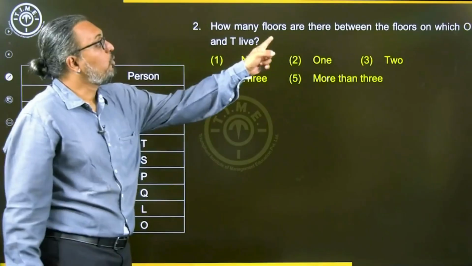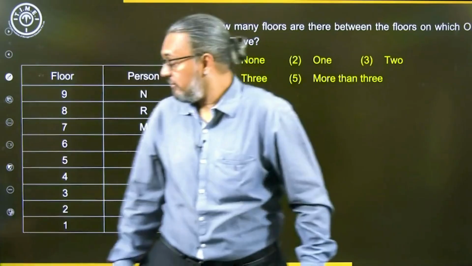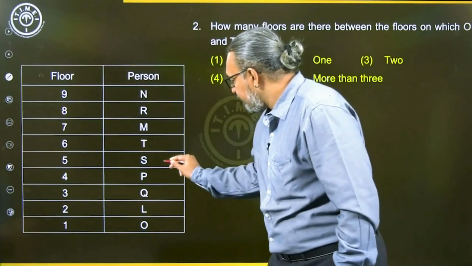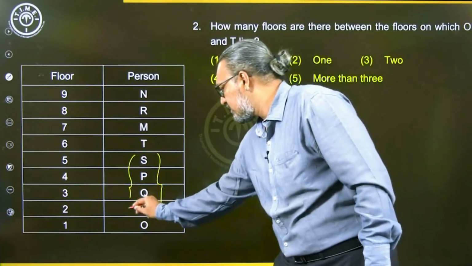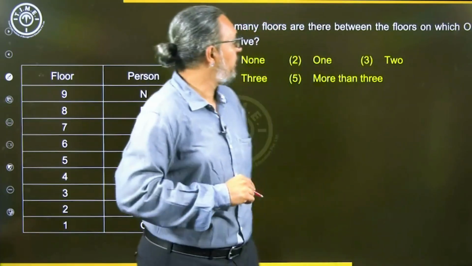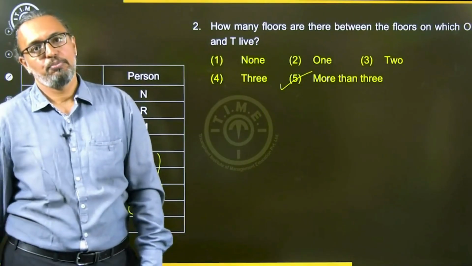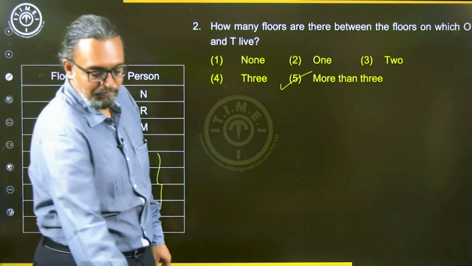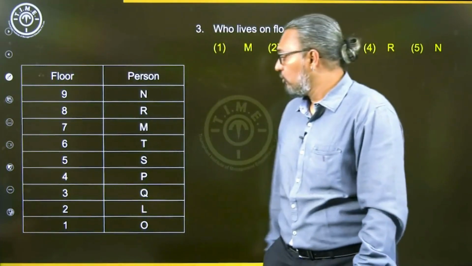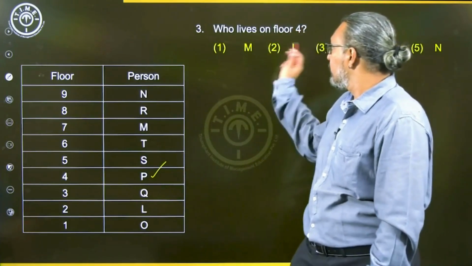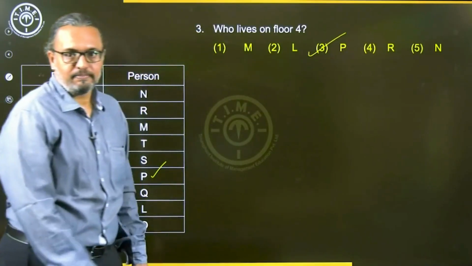Then, how many floors are there between the floors on which O and T live? Between O and T, how many floors are there in between? There are 4 floors. Correct. So, 4 is given where? It is given as more than 3. You choose the 5th option. Then, who lives on floor 4? So, floor 4, who is there? P. So, P is given in the 3rd option. That's our answer.